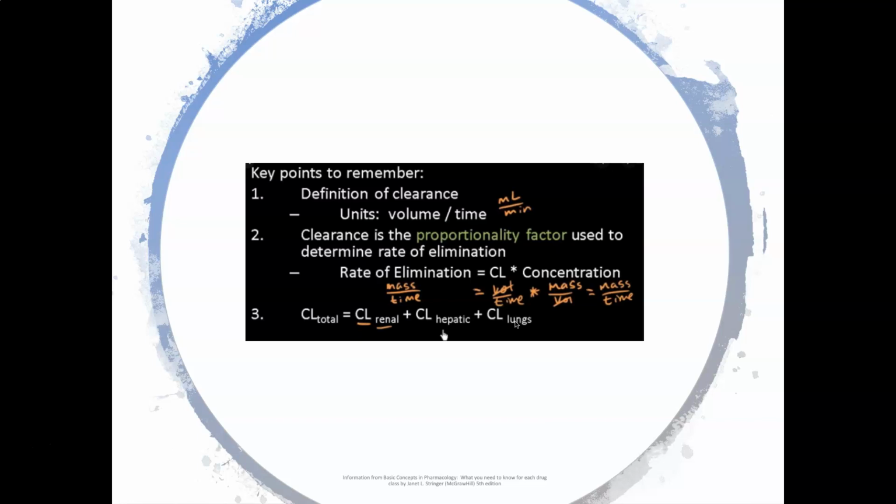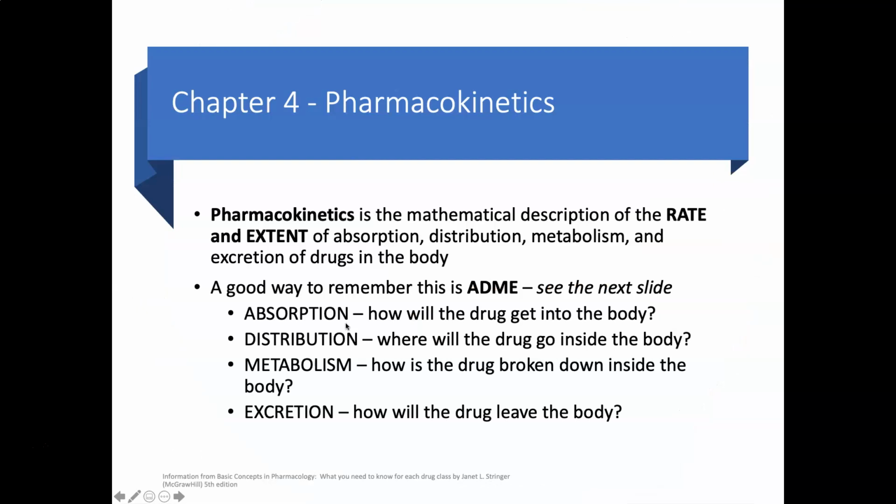Okay, so all I really want you to know about clearance is just what the book says. It's a term that indicates the rate at which a drug is cleared from the body, defined as the volume of plasma from which all drug is removed within a given time. That's all you need to know. And total body is probably going to be kidneys, liver, and lungs. You add those clearances together to get total body clearance.